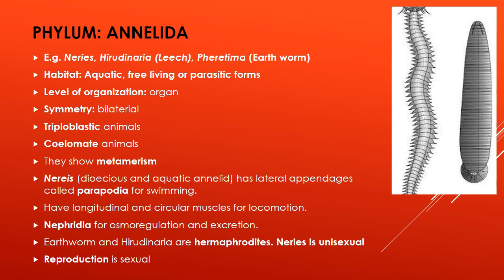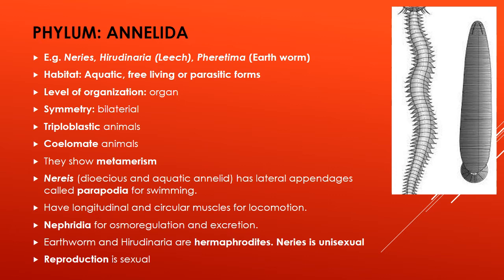Habitat, you know that. Level of organization with developed organ. Symmetry: bilateral, triploblastic animals, coelomate animals. Metamerism is there. That's what gives the name Annelida. Nereis exhibits lateral, meaning sides, appendages. So you could see in the diagram some tiny, kind of triangular structures that come out of the body, lateral to the body. That is called parapodia, mainly for swimming.